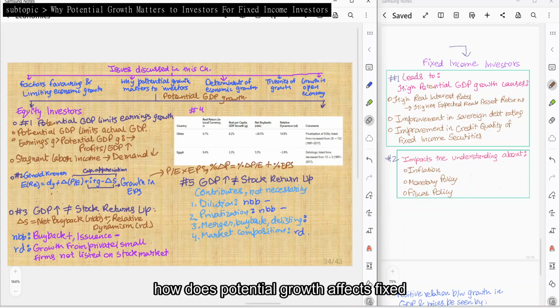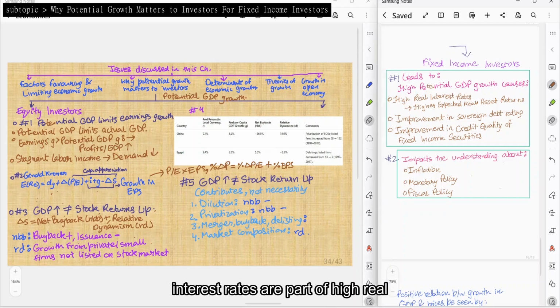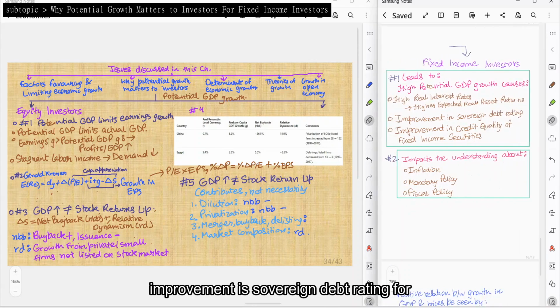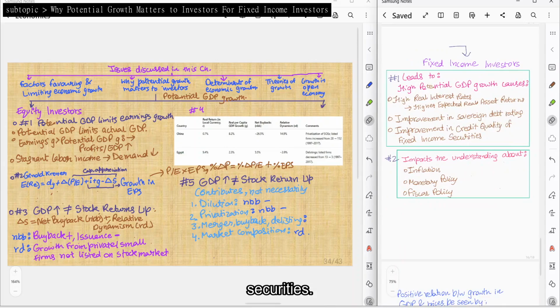So how does potential growth affect fixed income investors? First, high potential GDP growth can cause high real interest rates, which could lead to higher expected real asset returns. High real interest rates are part of high real expected returns. It could lead to improvement in the sovereign debt rating for a country. It could lead to improvement in credit quality of fixed income securities.